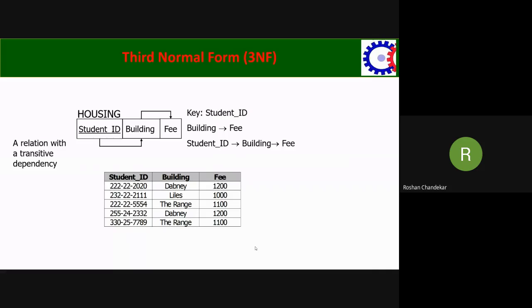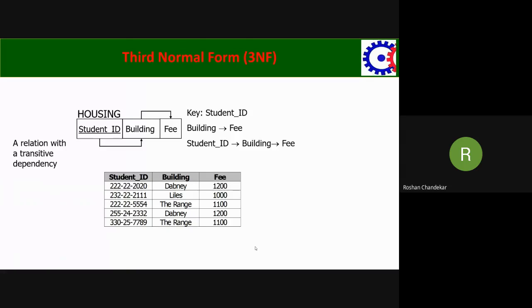Dabney, whose fees is 1200. Lils, whose fees is 1000. Arrange, 1100. Dabney's 1200. Arrange, 1100. So that we can identify the functional dependency here. The building is functionally dependent on fees, and so on the student ID. So here we can say that three attributes are there.